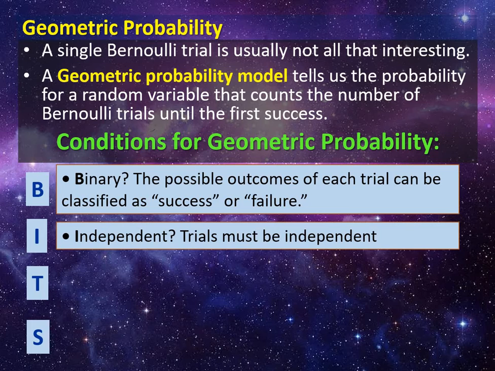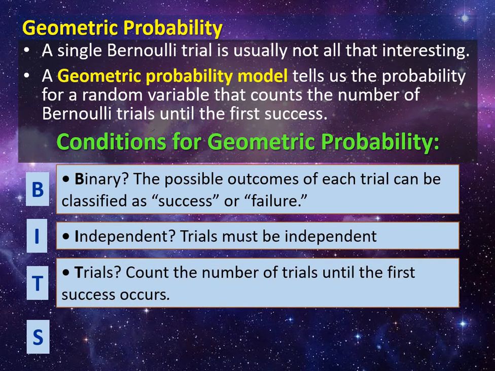Independence. And that's the idea that your trials must be independent. The only reason why we're doing it in this order is because it spells something. There's really no requirement for what order you do this in. But the T is what makes something a geometric model, because we're going to have geometric and we're going to have binomial. T stands for trials. And that's because that's what I'm looking at. I'm trying to count how many times it takes me to be successful.